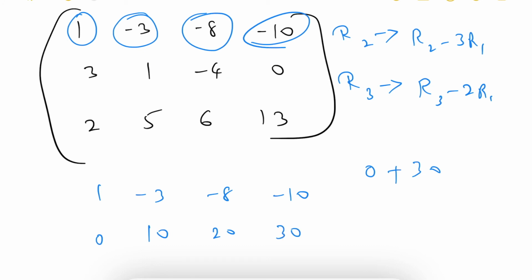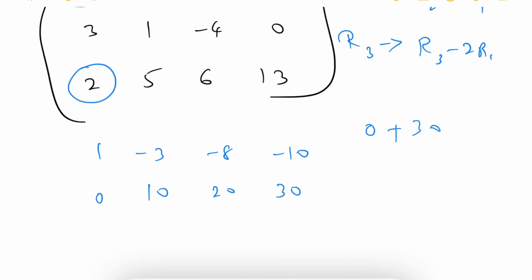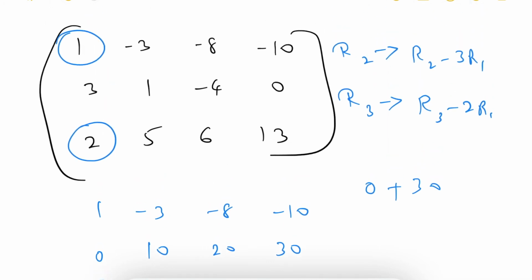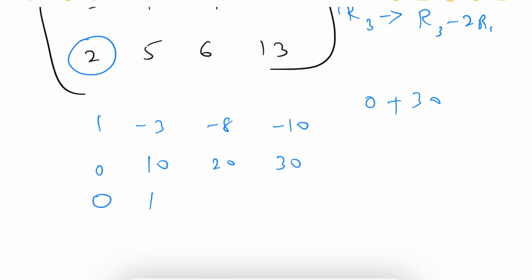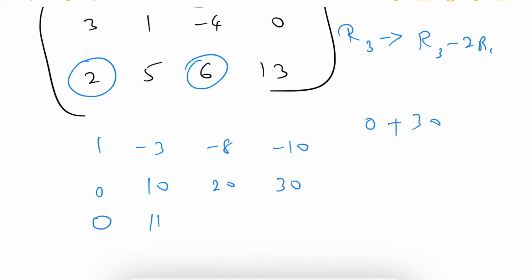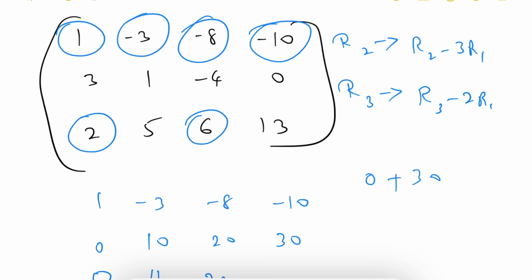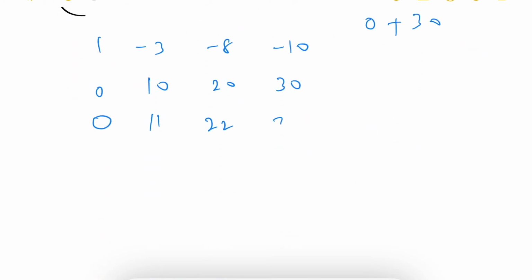Now the same way row 3 if we change, R3 minus 2R1, so 2 minus 2 0, this is already minus is there, so it will become plus 3 to the 6, 5 plus 6 11. Next this is also already minus, so it will become plus 8 to the 16, 16 plus 6 22. This is already minus, so it will become plus 10 to the 20, 20 plus 13, it will become 33.